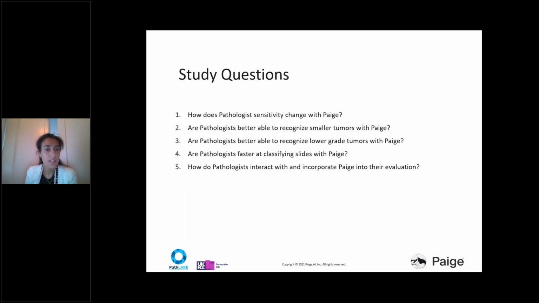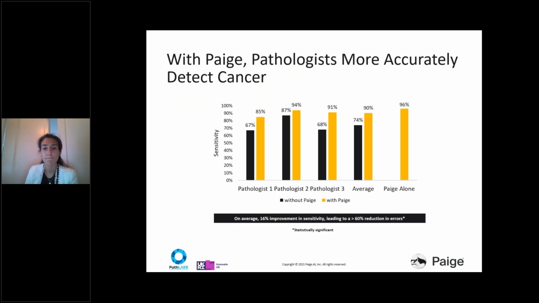How does pathologist sensitivity change with Paige? Are they better able to recognize smaller tumors with Paige and lower grade tumors with Paige? Are they faster at classifying slides with Paige? And importantly, how do they interact with and incorporate Paige into their evaluation?